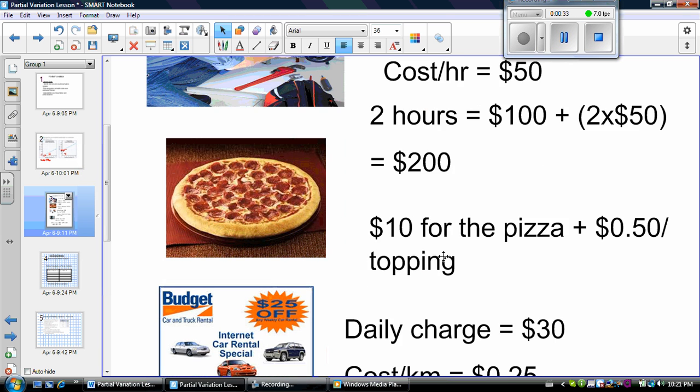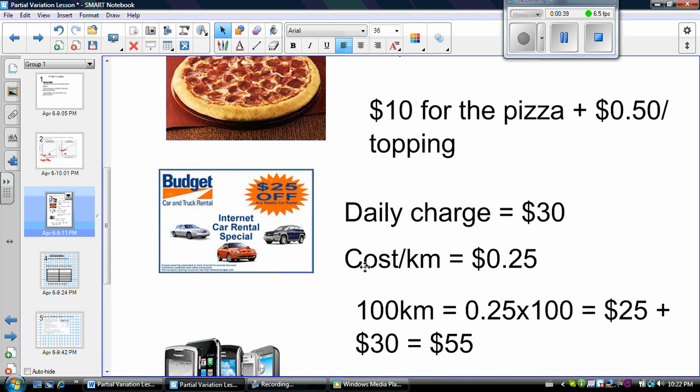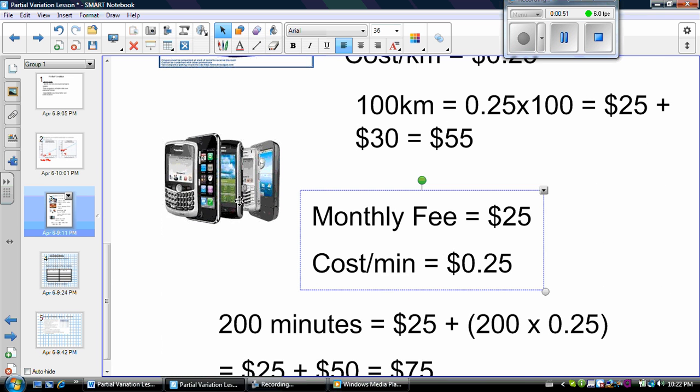And then you have the pizza. We pay $10 for the pizza plus 50 cents per topping. And then we have the car rental. So the daily charge for the car rental is $30. We pay that whether we drive the car or not, plus the extra 25 cents per kilometer. And lastly, we have the cell phone. The cell phone has the monthly fee of $25 and the cost per minute of 25 cents.